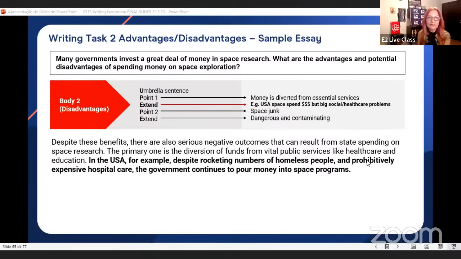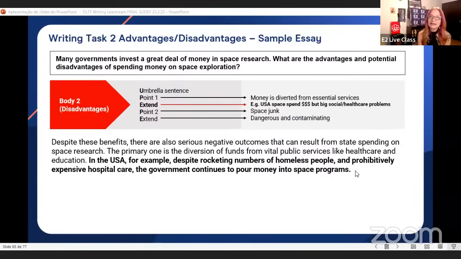Okay, now, for example, can you realize that it was also shifted? It's a good idea to shift, instead of saying, for example, in the USA, despite rocketing numbers of homeless people and prohibitively expensive hospital care, the government continues to pour money into space programs.